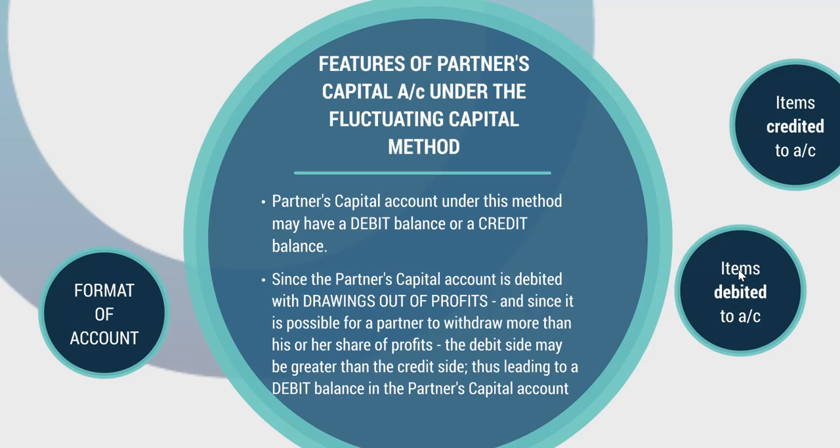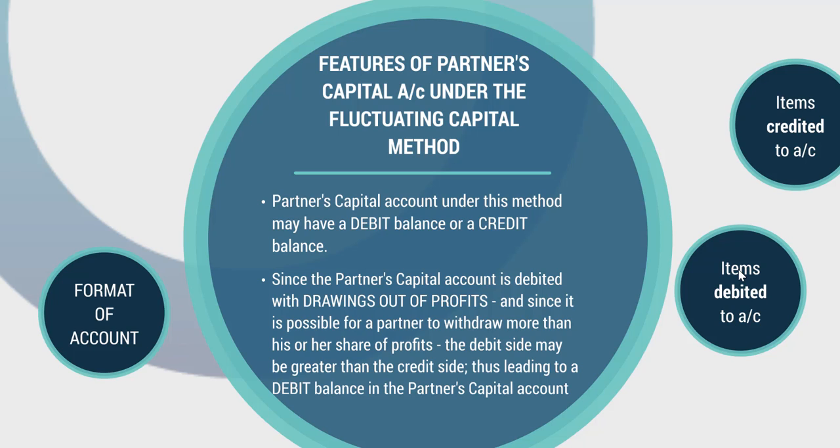This account may have a debit balance or a credit balance. The reason is the same as that of the partner's current account in the fixed capital method having a debit balance or a credit balance. The reason is, since the partner's capital account is debited with drawings out of profits, and since it is possible for a partner to withdraw more than his or her share of profits, the debit side may be greater than the credit side, thus leading to a debit balance in the partner's capital account.